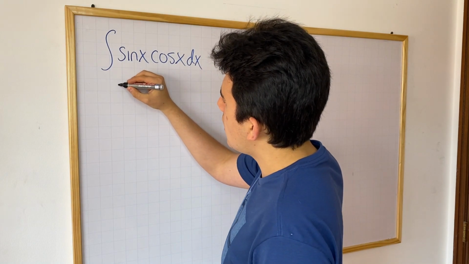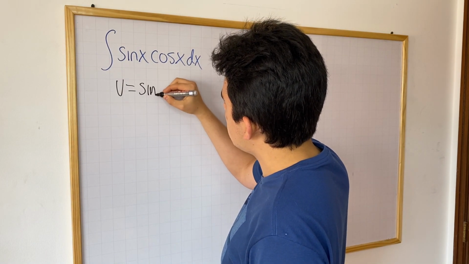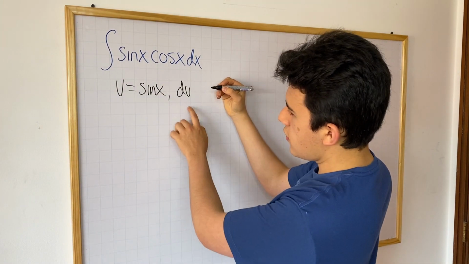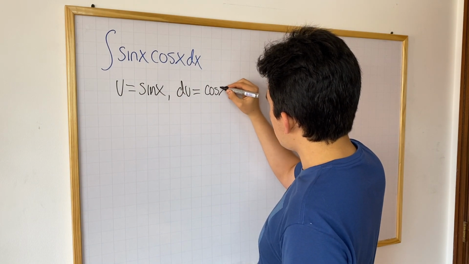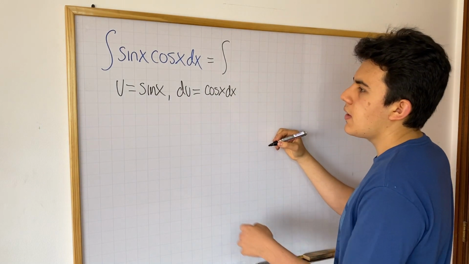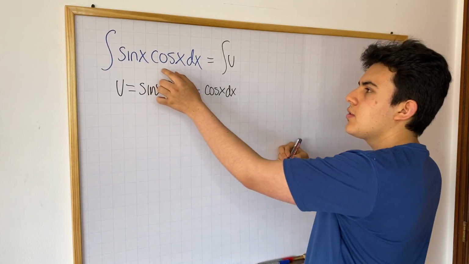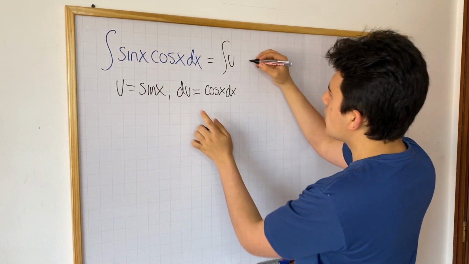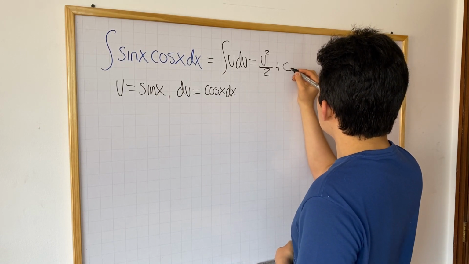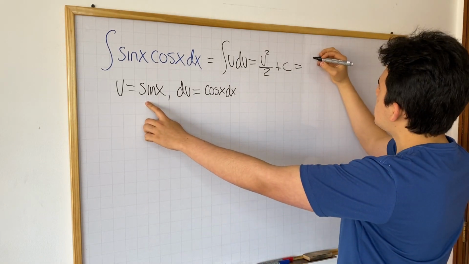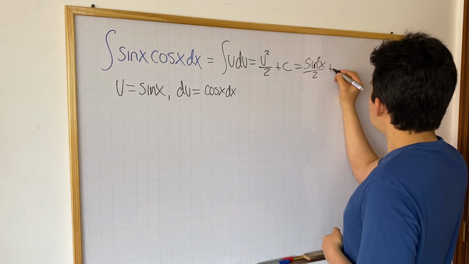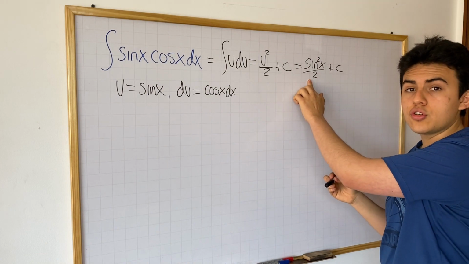The first one is u equals sine x. I think that's the most obvious one since you have cosine x dx. The differential of u is cosine x dx, which is the rest of the integrand. So you can rewrite this antiderivative as u du, and we know this would be u squared divided by 2 plus c. Since u equals sine x, this is sine squared of x divided by 2 plus c. So this is one of the solutions to this integral.